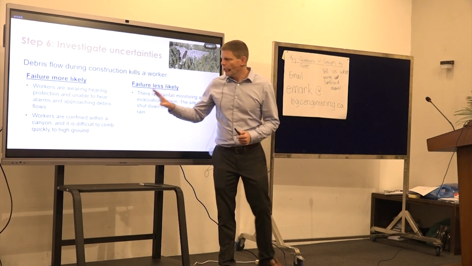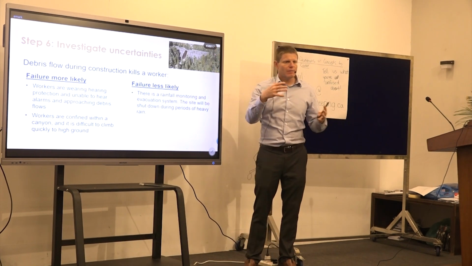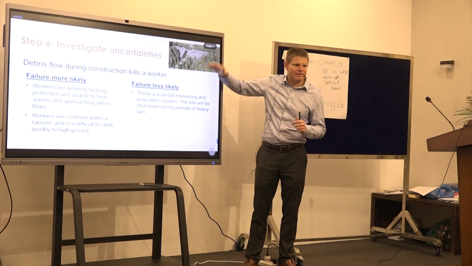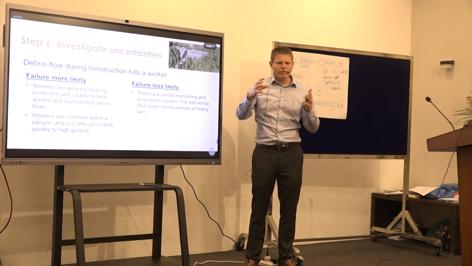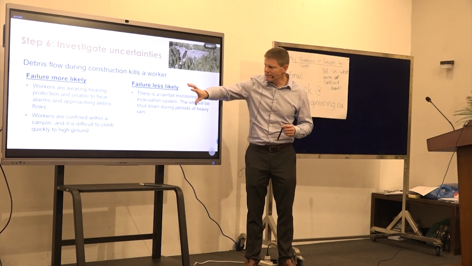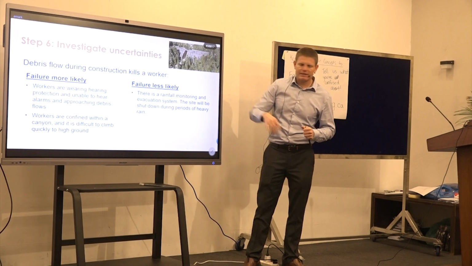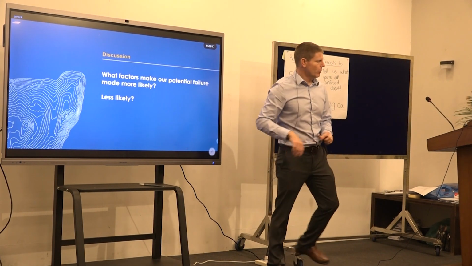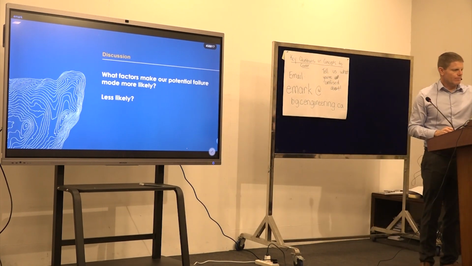So the point of this is to try to think about at each step, remember we had our 5 steps or 7 steps, is it actually possible for these things to happen? And you write down what makes it more likely, what makes it less likely. So for our failure mode, let's go step by step.